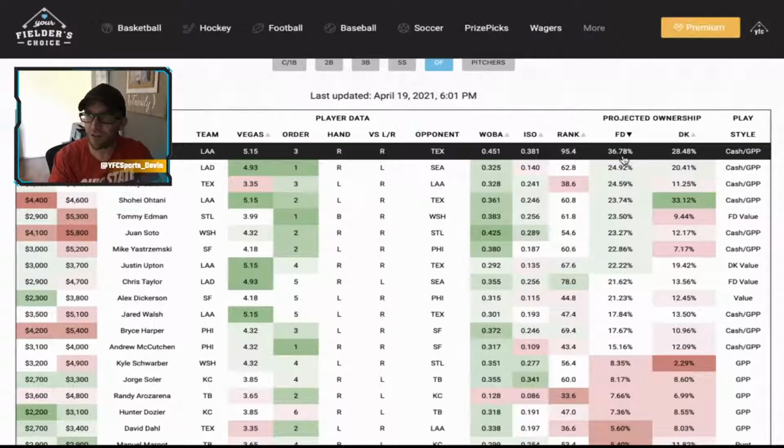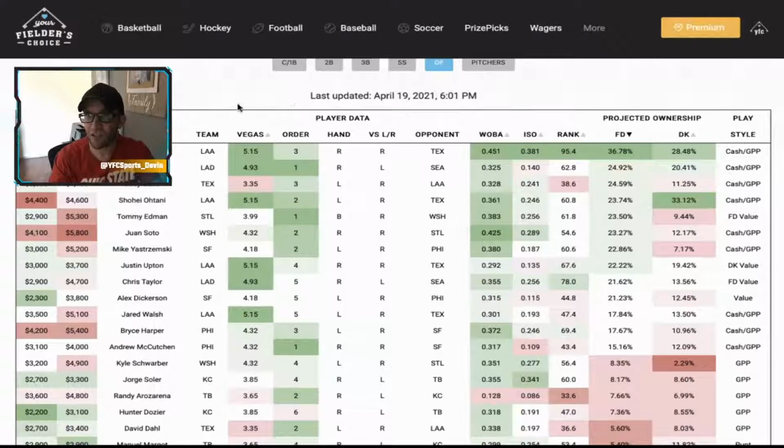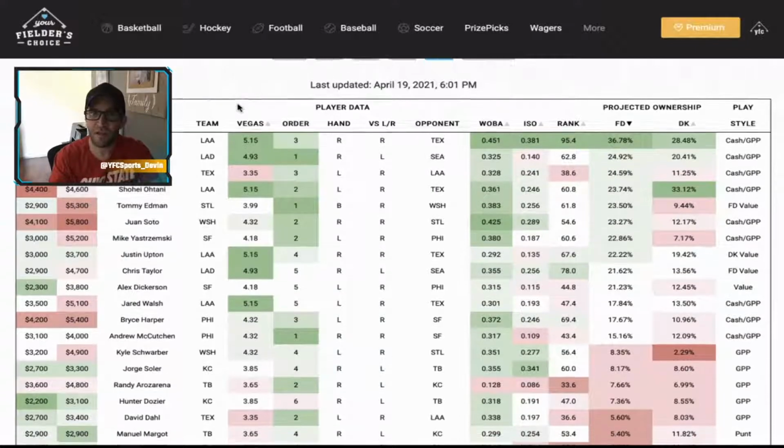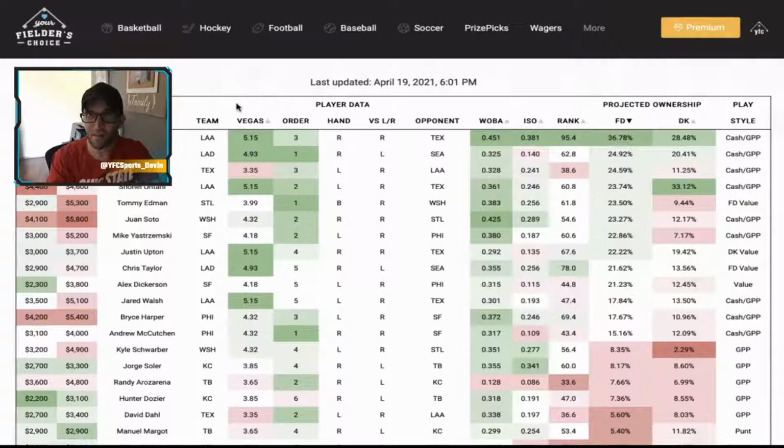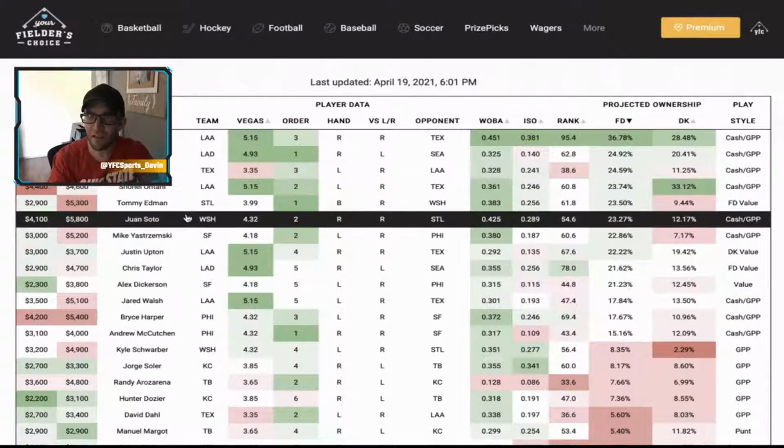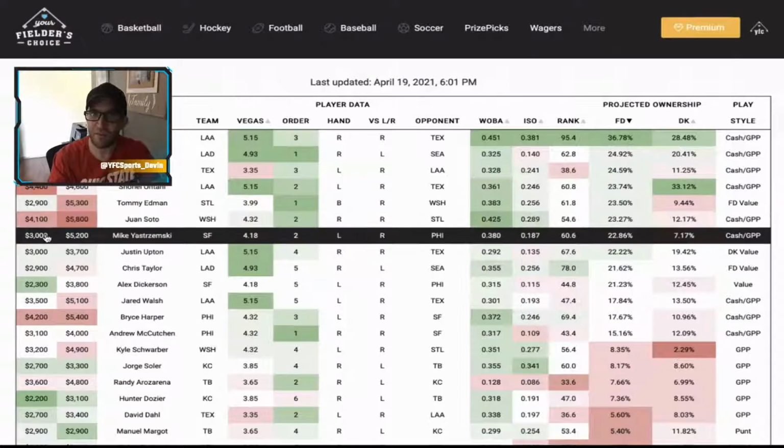This is one of those scenarios. This is just a plug and play. When somebody is 12% higher than the next closest, it means it's going to be chalk city. So you're going to want to figure out how to get Trout in your lineup. And then Tommy Edman, Soto. That's due to just pricing discrepancies.